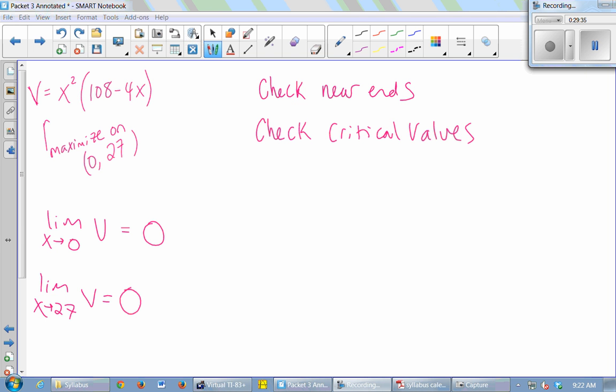So check critical values. So volume, I'm going to distribute that x squared. I think it'll make taking the derivative easier. 108x squared minus 4x cubed. And then I take v prime, because critical values happen when v prime equals 0 or v prime is undefined. So v prime is going to be 216x minus 12x squared. Is that ever undefined? Nope. So I just got to set it equal to 0 and solve it.